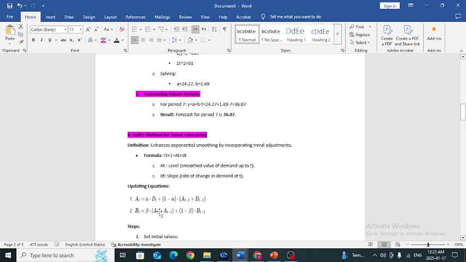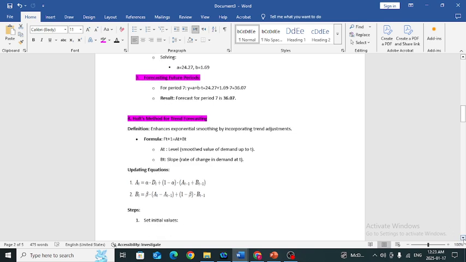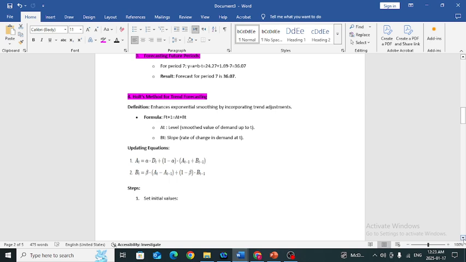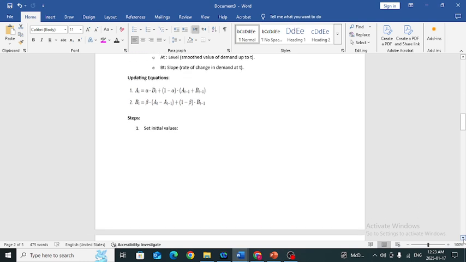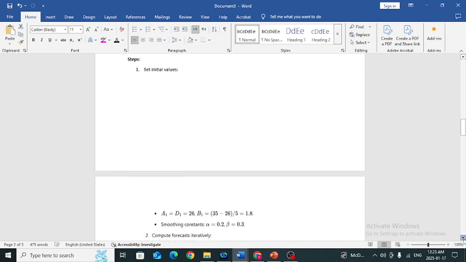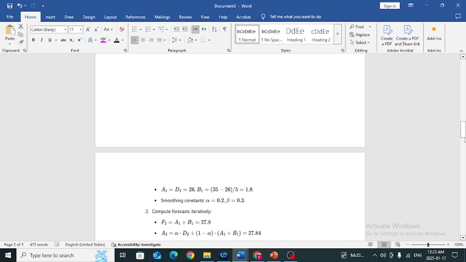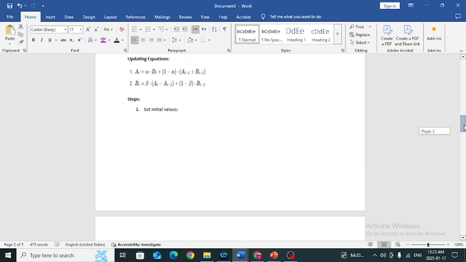Updating the equation, we have two equations for the Holt's method: a_t equals blah blah blah, and b_t equals blah blah blah, which you can see in this session. So what are the steps we should do? The first step is to set the initial values, according to the data that I showed you.